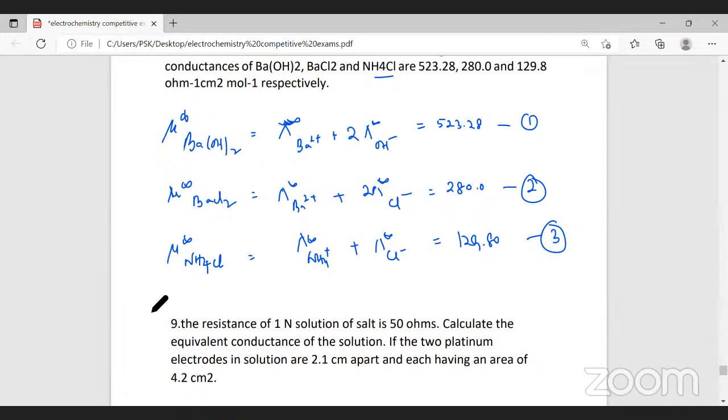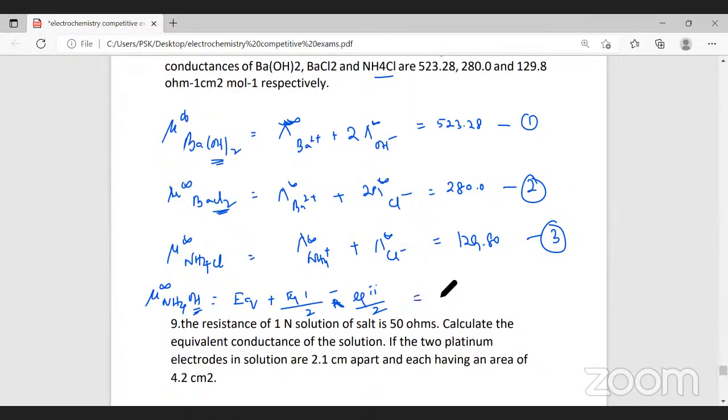All right. Now, in order to get the molar conductance of ammonium hydroxide, what are we supposed to do? Equation 3 plus equation 1 divided by 2 minus equation 2 divided by 2. Why do I have to divide it by 2? Here you can see there are 2 OH. We don't want 2 OH because the requirement is only 1 OH. And here also you can see 2 chlorine is there. Therefore, we are dividing it by 2.